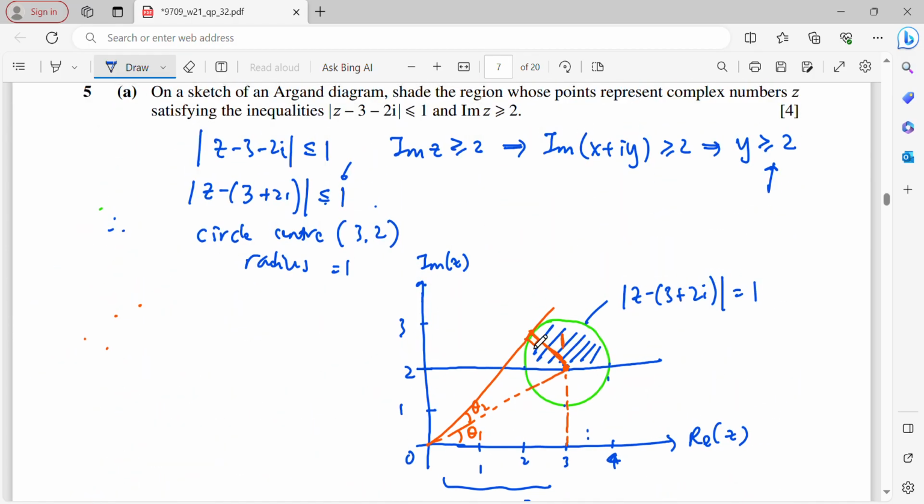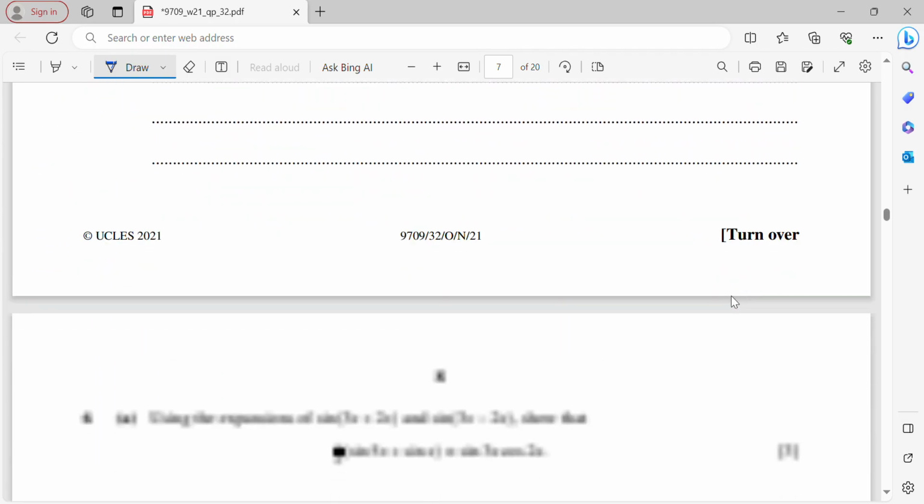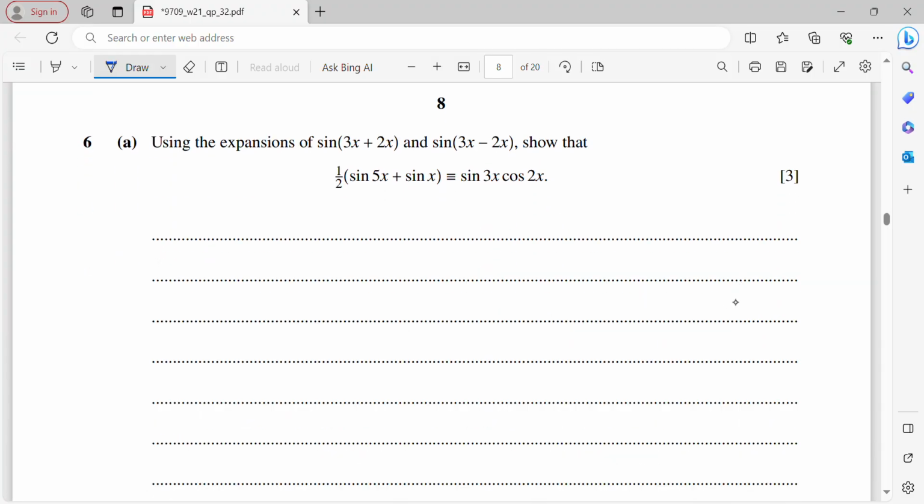So this is how I get it from the Argand diagram. Now, question number 6. Using the expansion of sine 3x plus 2x and sine 3x minus 2x, show this. Sine 5x is the same as sine 3x plus 2x. Sine x is the same as sine 3x minus 2x. So I will write down the expansion first. Sine 3x plus 2x is basically sine 5x.